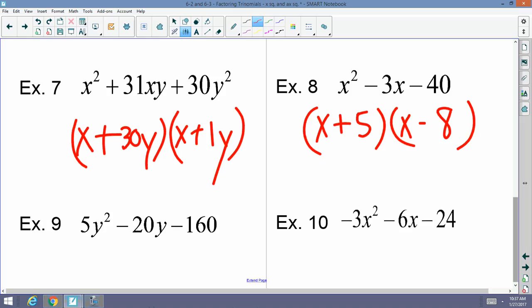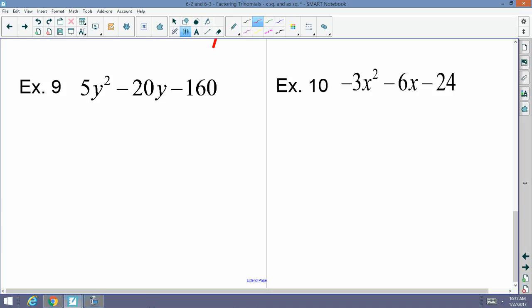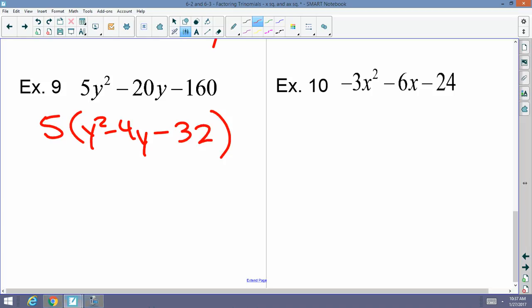Okay, now, I got 5y squared minus 20y minus 160. What do I always do first, though? What do I always look for? I look for a GCF. Do I have a GCF here? So pull it out. So I got 5y squared minus 4y minus 32, I believe. Right? Yeah.